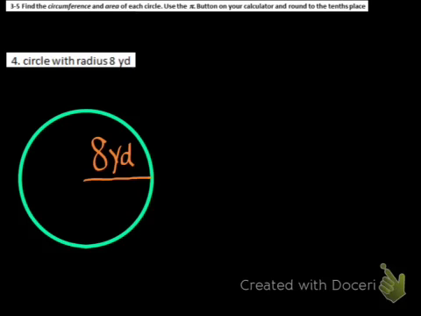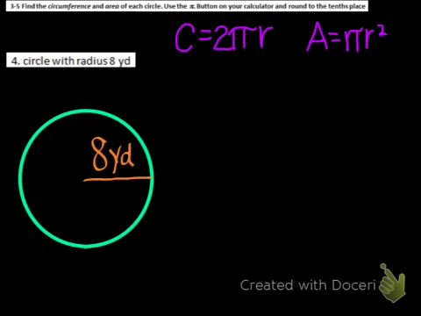Okay, up next we have a circle with a radius of 8 yards. So we're using the exact same formulas that we used before. This time we're going to do the same thing, but our radius is 8 yards instead of 3 inches. So let's start our substitution. So for our circumference, we're going to do 2 times pi, and instead of r, we know that r is equal to 8 yards this time. So simplifying that, we get 16 pi, which we're going to enter into our calculator using our pi button.